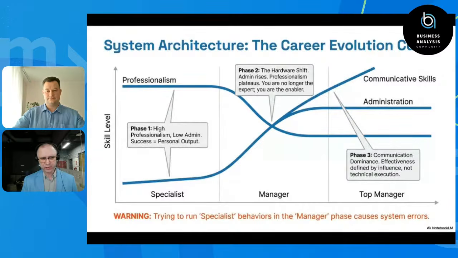Administration remains critical, of course. It doesn't disappear, but your professionalism, though still present, becomes less of a differentiator. Instead, your career growth depends on your ability to connect with people, to listen, persuade, inspire, and create meaningful relationships.